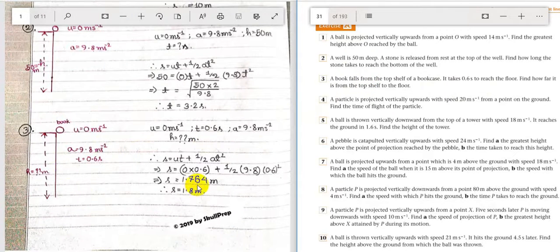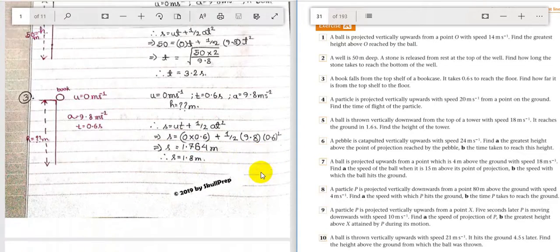Draw the diagram, list all the information given in the question, and using the equation s equals ut plus half at squared, put in all the values in it. Using the calculator you can find the value for s, that is 1.8 meters. So the book has fallen 1.8 meters from its top shelf. Hope this was clear.